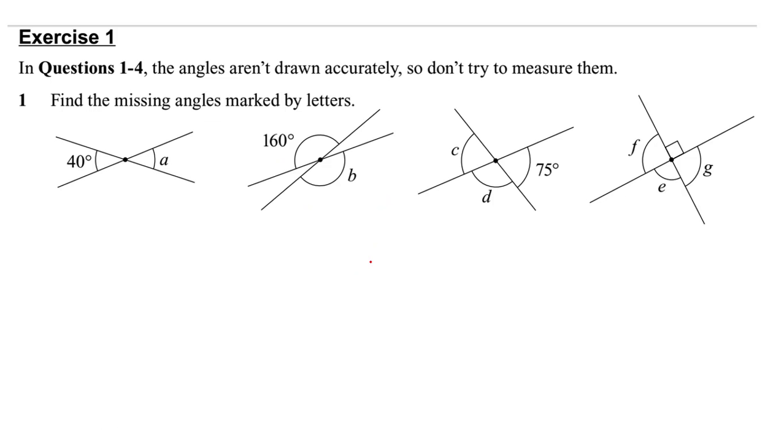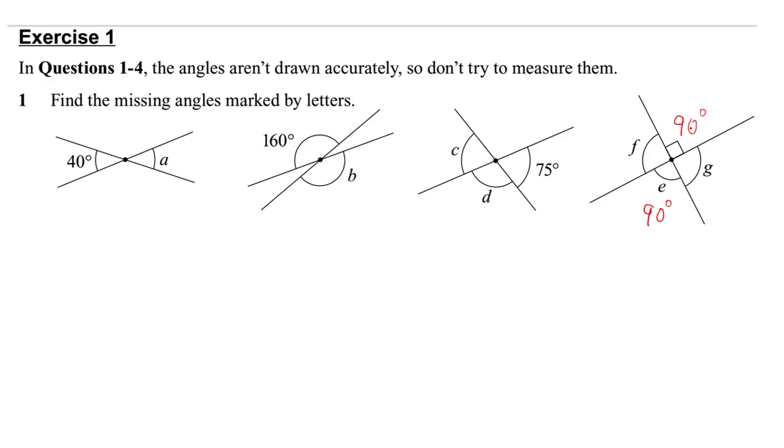Right, so I would like you to pause the video and try question 1A all the way to G very, very quickly. Okay, hope you've tried them. So I'm just going to do questions E, F, and G for you. E is easy because the opposite angle is a right angle, so that's basically 90 degrees. If this is 90 degrees, then E is obviously going to be 90 degrees because they are vertically opposite.